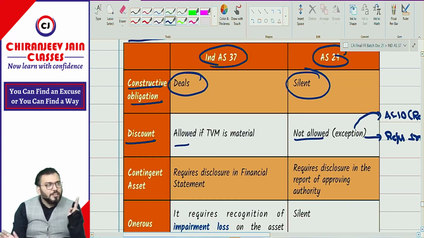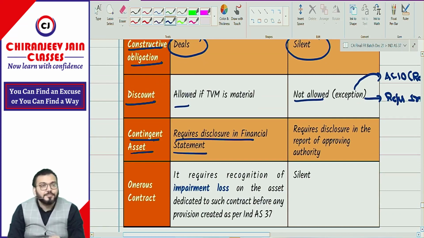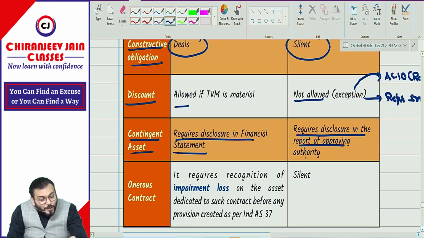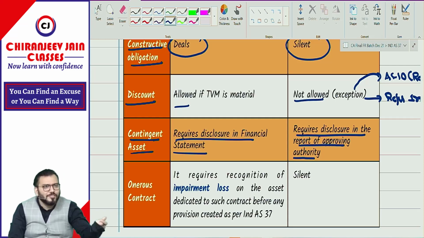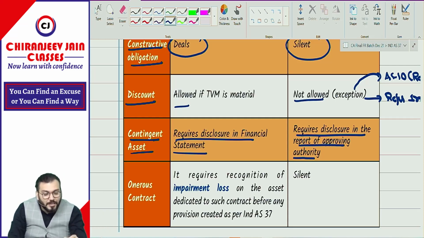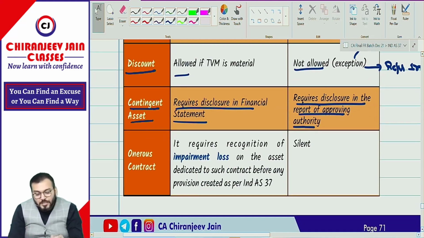First point, second point you understood. Third point, about contingent asset, required disclosure where? In the financial statements? Required disclosure in the report of the approving authority. I have never understood why AS says report of the approving authority. They should say either disclose or not disclose. Correct. Okay, fine. Required disclosure in the report of the approving authority. Difference you understood?